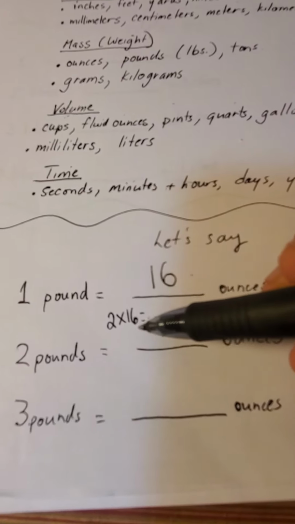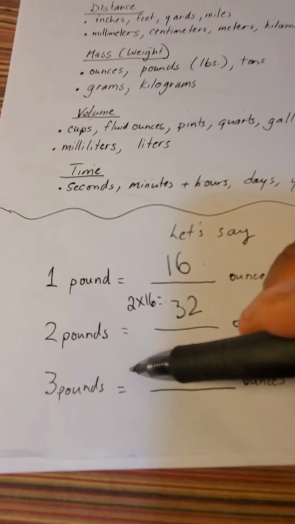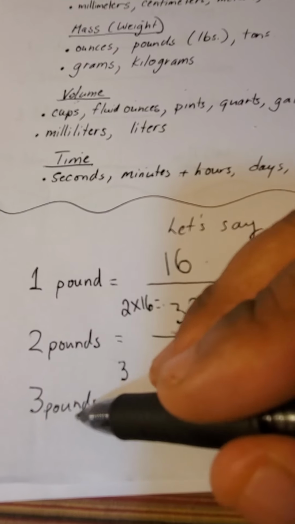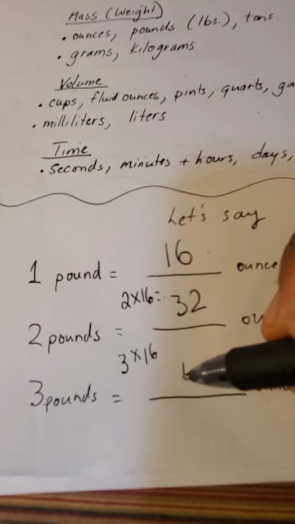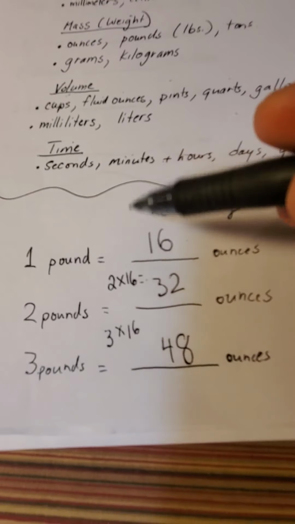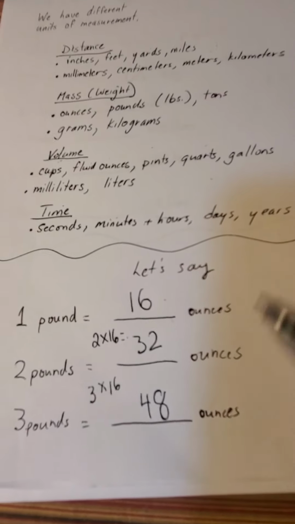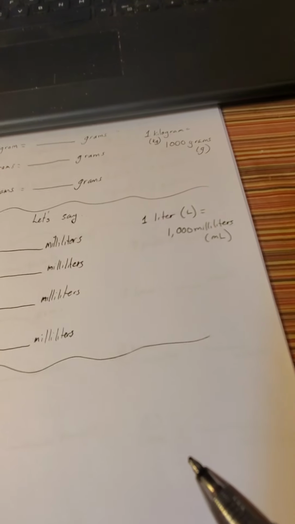And I can keep using multiples of 16 to find my answer. If I want to know how many ounces are in 3 pounds, I would multiply 3 times 16 ounces, which would give me 48 ounces. And I can go on and on like that to change pounds to ounces. Okay, would that work with other units? Certainly it would.